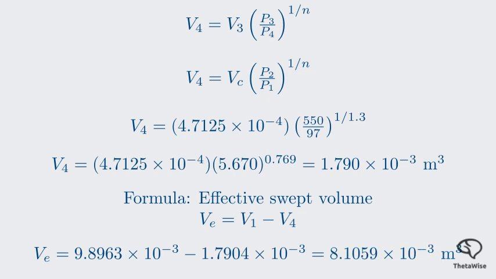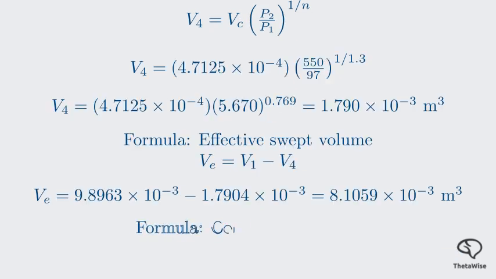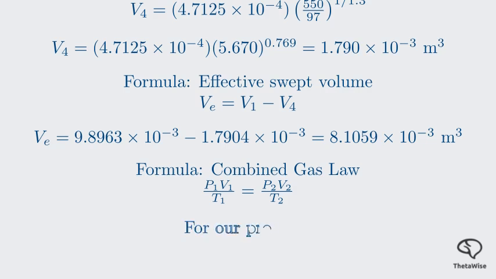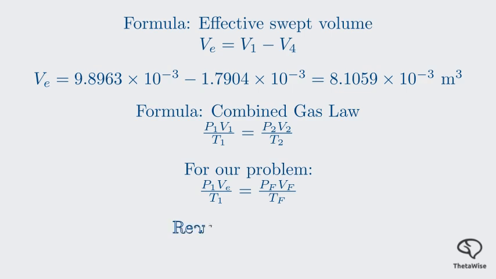We're almost there. Now we need to convert this effective volume of air at intake conditions, P1, T1, to the equivalent volume at free air conditions, PF, TF. We use the combined gas law, which states that for a given amount of gas, the product of pressure and volume divided by temperature is constant. Applying this to our problem, the state at intake is P1, VE, and T1. The state for free air is PF, VF, and TF. We are solving for the free air delivered volume per stroke, VF. Rearranging the equation, VF equals P1 times VE times TF, all divided by T1 times PF.